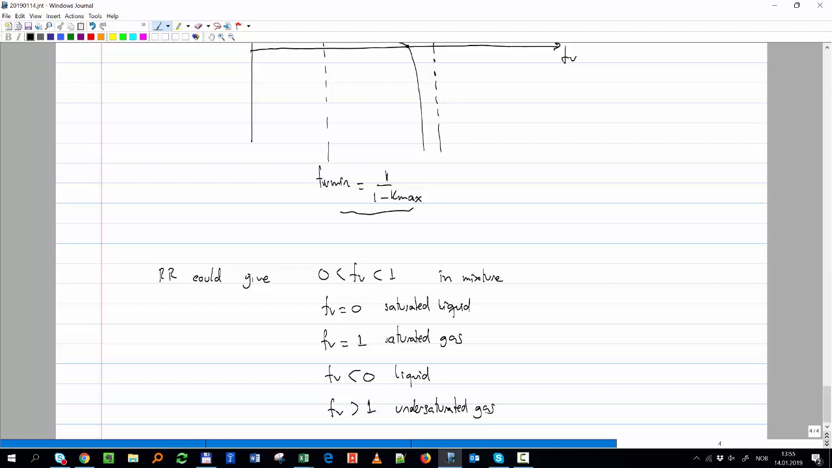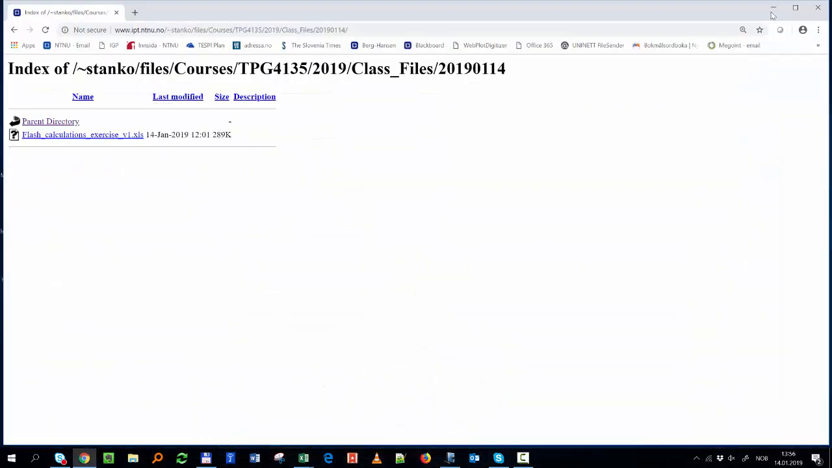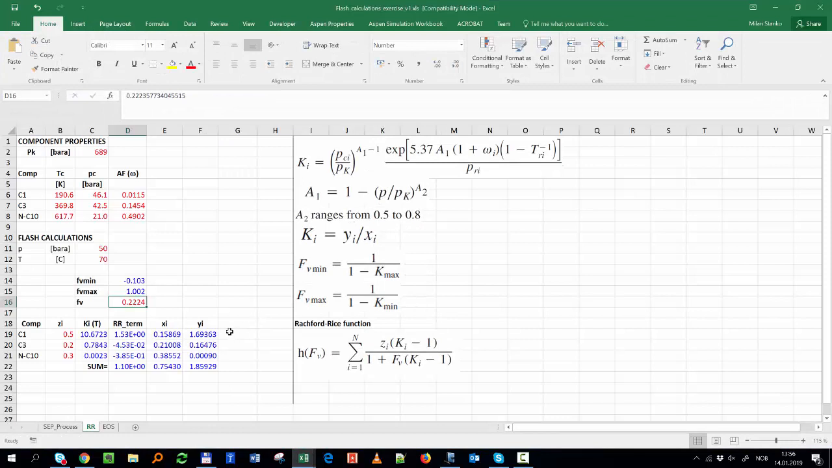But if you obtain an FB which is non-physical, it goes outside of the bounds, that's a strong indication that you have a single phase. In that case, it doesn't make sense to do Rachford-Rice, right? FB will be 0 or 1, and then xi will be zi, or yi will be zi. Okay, so let's try now to solve it. I don't guarantee it's going to solve, but let's try.